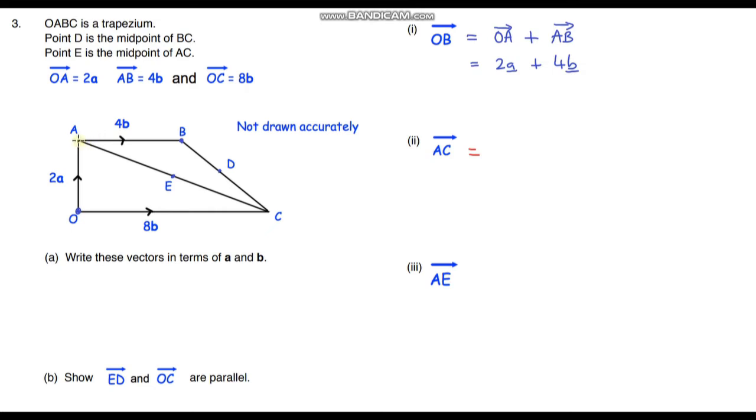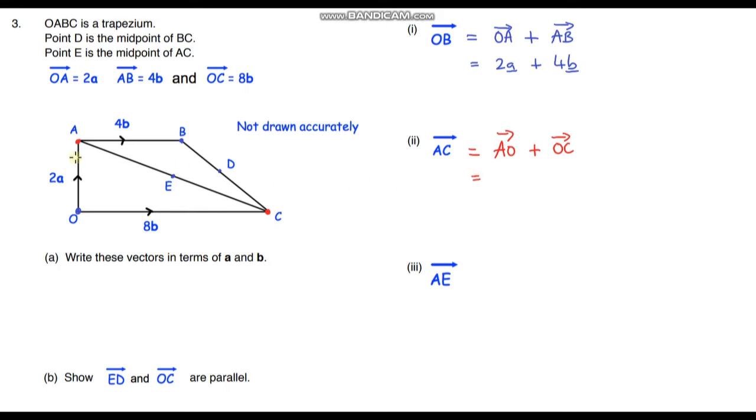AC. So this time we're starting at A and we're finishing at C. So how are we going to get from A to C? We can't go along this line here because we're not told anything about these vectors. Okay, so we're going to have to take a different path. The path that I can see where we've got all of the information is down here and along here. So the first part of the journey will be from A to O, so vector AO. The second part of the journey will be from O to C, so that will be vector OC.